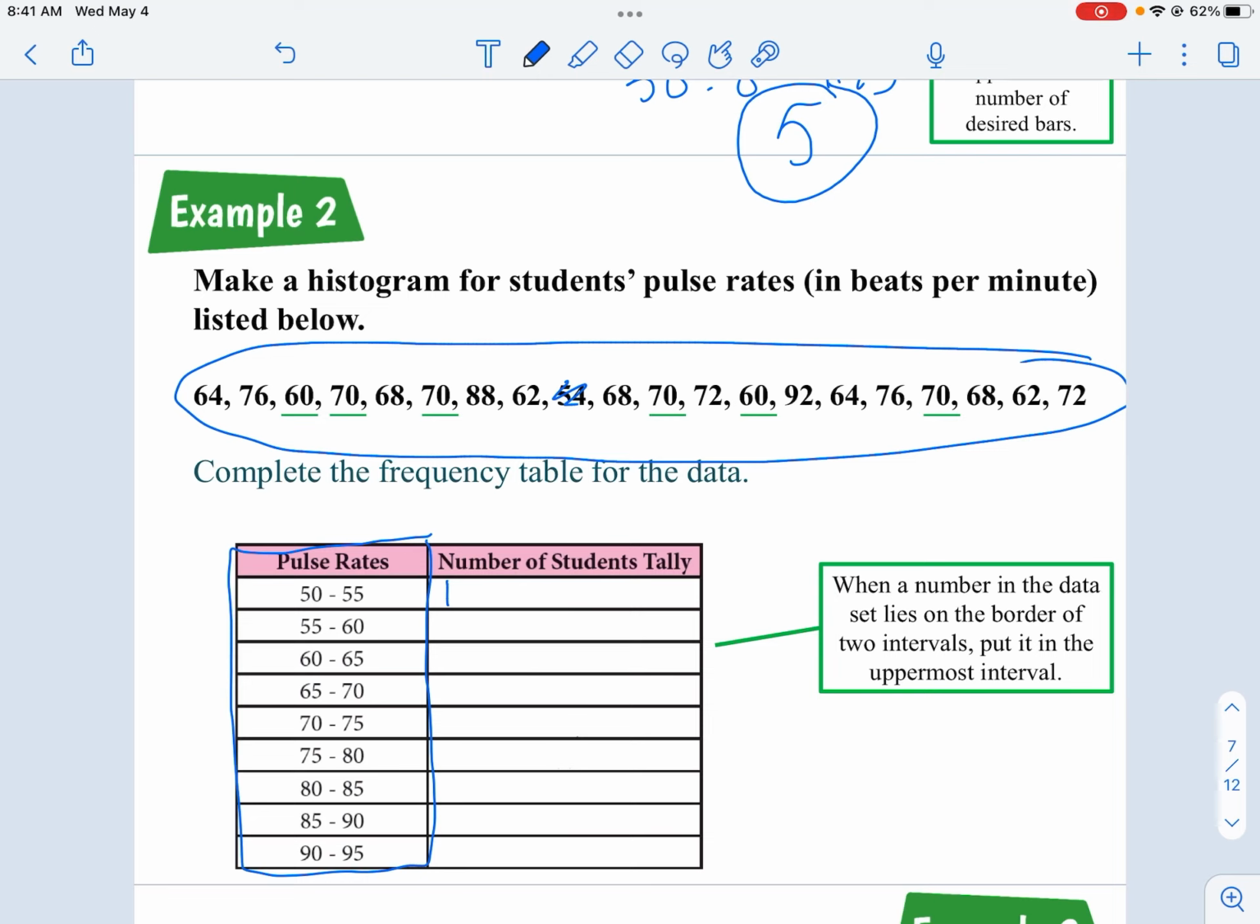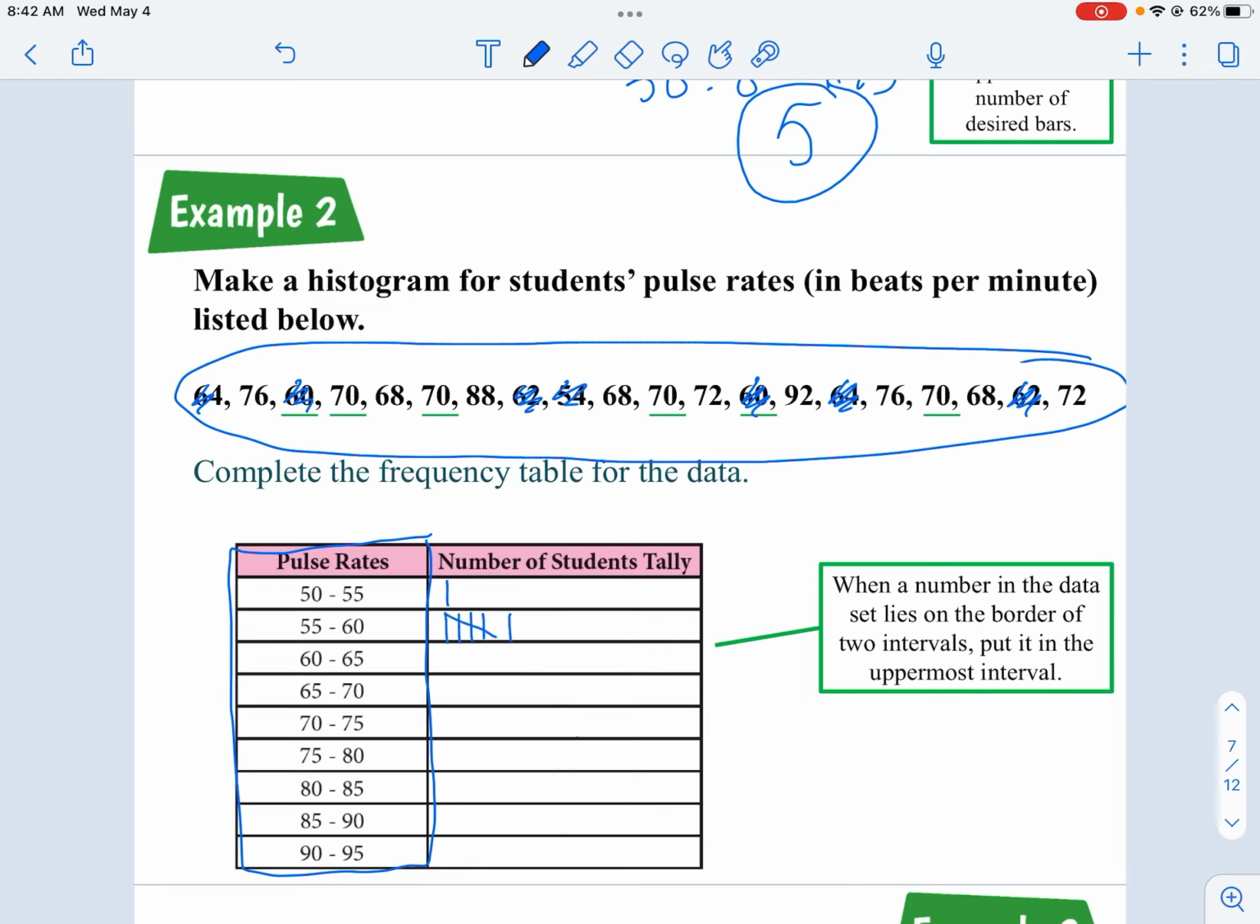Next, I have 55 to 60. Now, I'm not going to count my 60 right here because that's going to go in the uppermost one. It goes in the bigger one, okay? So, I need to find between 55 to 60, and there's not any, so I leave it blank. Next, I do 60 to 65. So that's 1, 2, 3, 4, 5, 6. So I'm going to put 6 tallies.